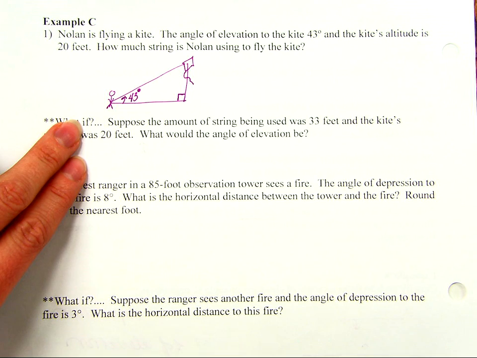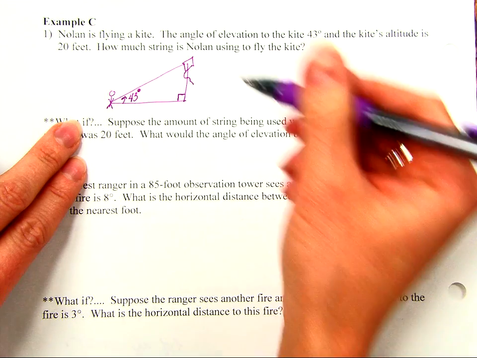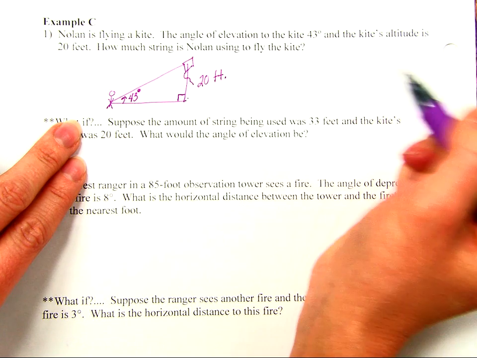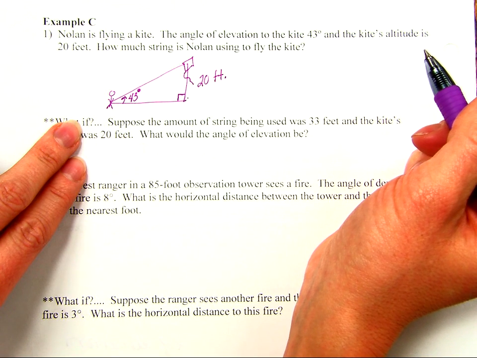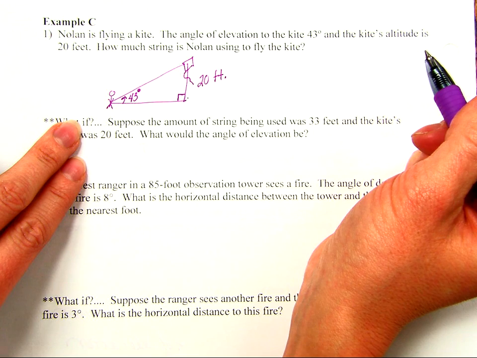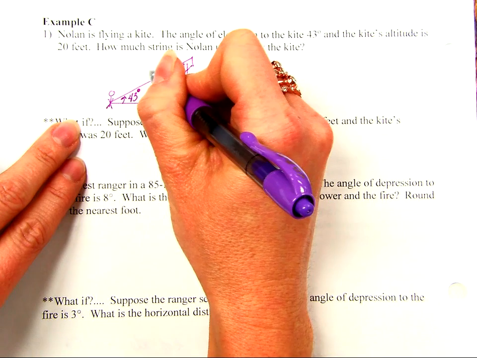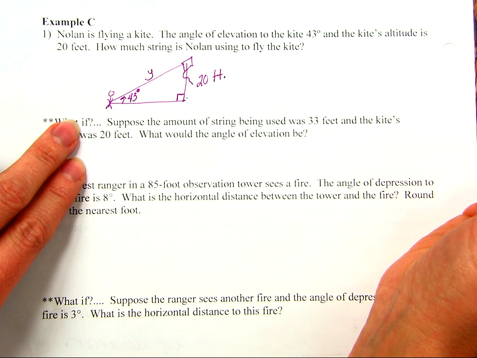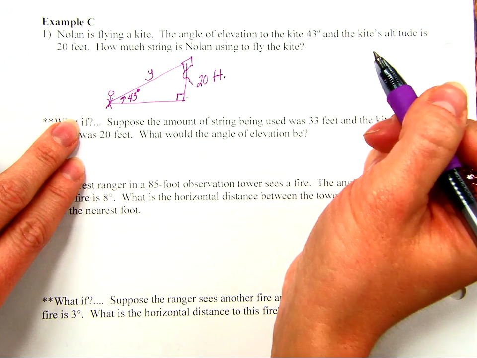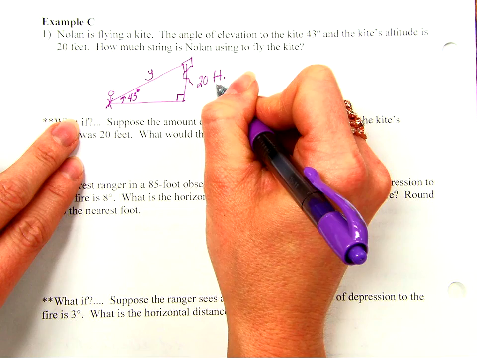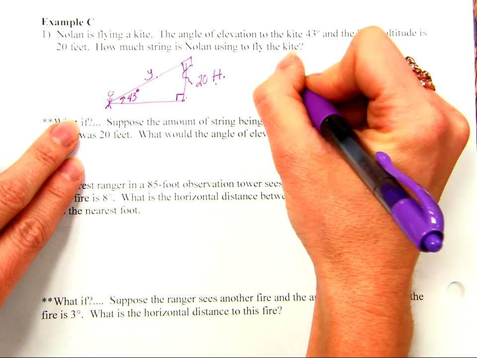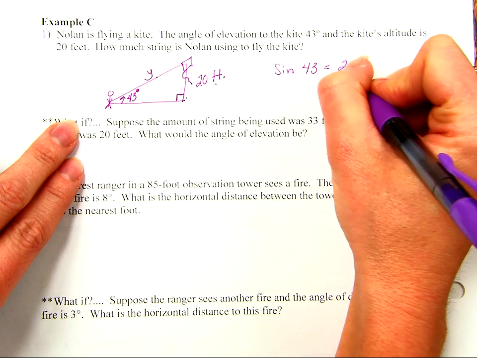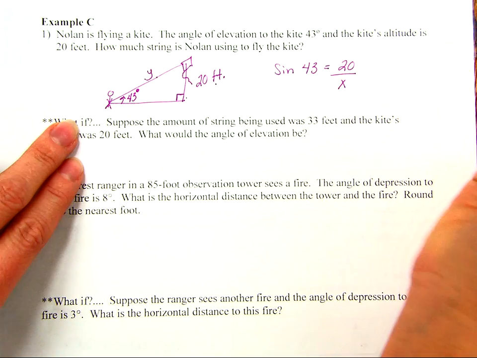The kite's altitude is 20 feet. My altitude has to be straight up and down, or meeting at 90 degrees. We want to know how much string Nolan is using. So in this case, solving for my missing length, I'm looking here to solve for y, the amount of string. So taking a look at example C, here I have opposite side and my hypotenuse. That tells me that this time I'm going to use my sine function, opposite over hypotenuse.